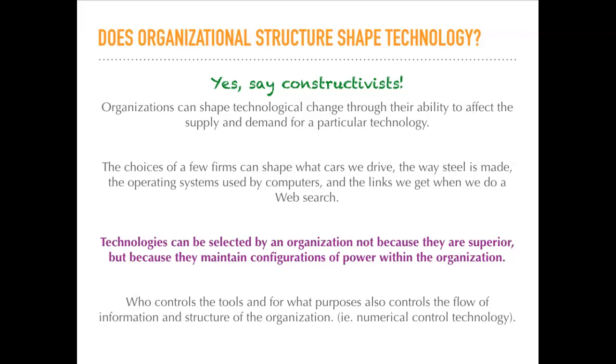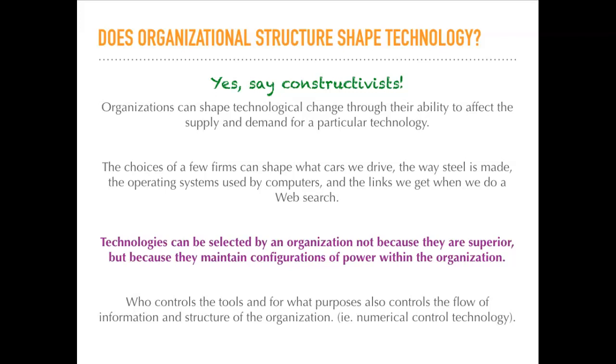And it can go so far that it can be said that technologies can be selected by an organization not because they're superior, but because they maintain configurations of power within the organization. And they can also maintain the structures of status quo. So that just means adherence to tradition, or the way things are because they are, and there's no need to change them. So technology can be implicated in this way, argue the constructivists.